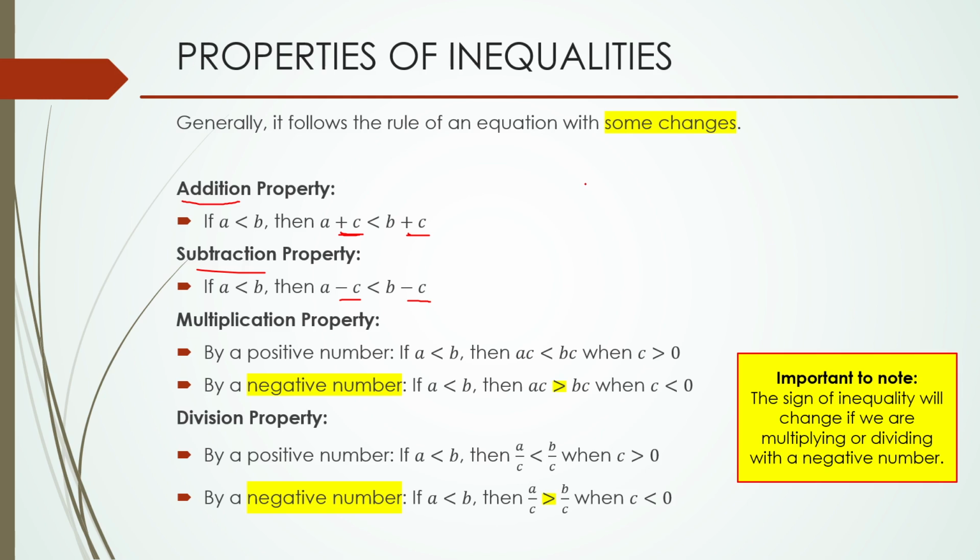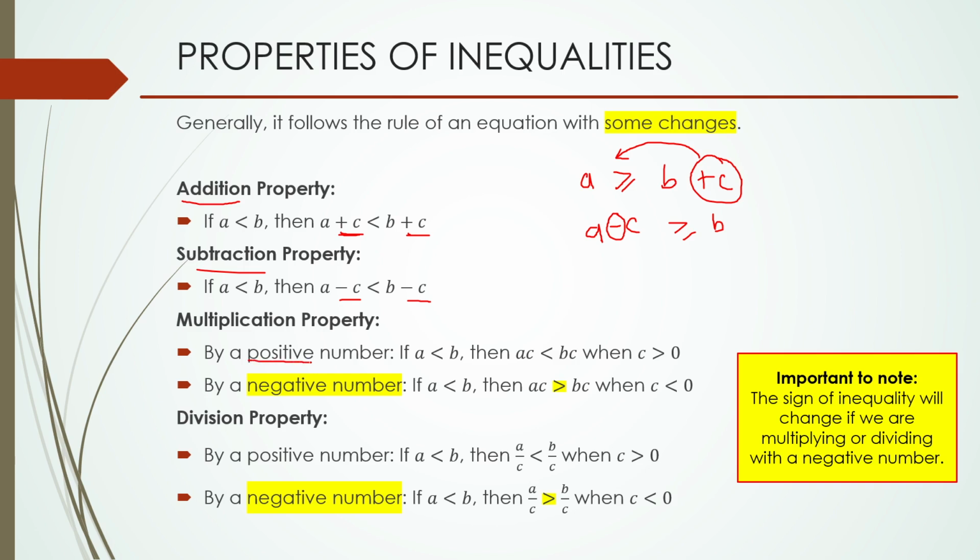And same goes if you have, for example, A more than or equal to B plus C. If you want to move this to the left side, it will become A minus C more than or equal to B. The sign here will change, so plus will become minus if you move it to the other side. For multiplication, we need to be very careful here. Why? Because we have two different things.